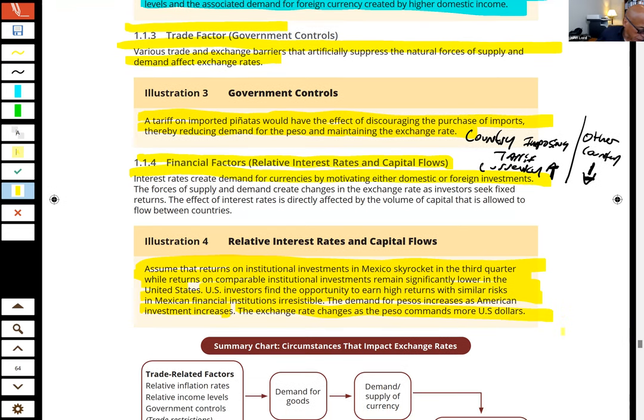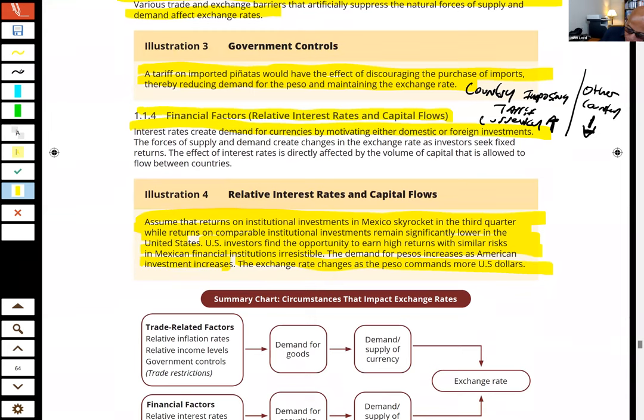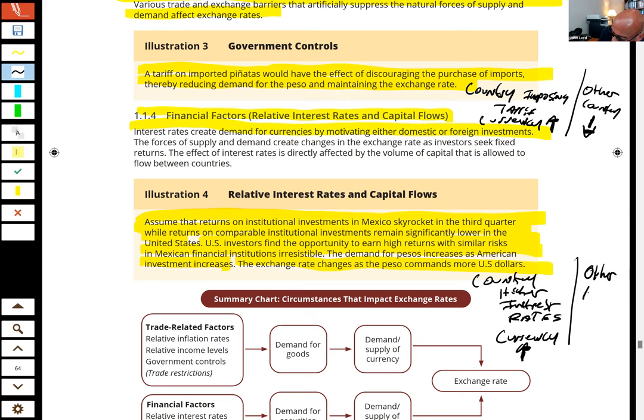So the country with higher interest rates, their currency is going to go up, right? And then we'll stick with our notion that, since we're comparing countries, the other country's currency, relative to the country with higher interest rates, would come down.